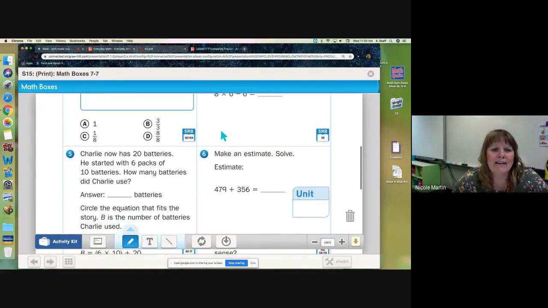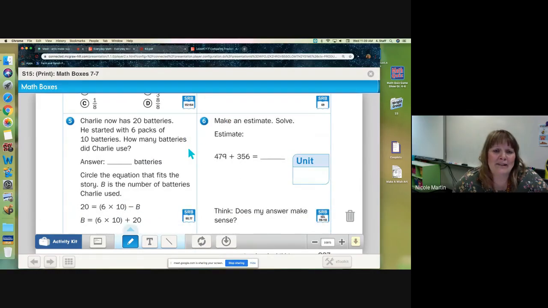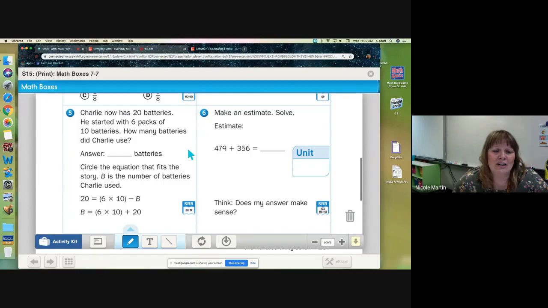Looking at number 5, Charlie now has 20 batteries. He started with 6 packs of 10 batteries. How many batteries did Charlie use? Okay, he has 20 right now. He started with 6 packs of 10. How many did he use? Remember, B is the number of batteries, so don't be confused by that B in there.